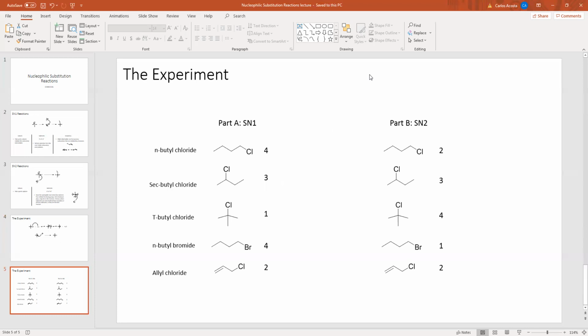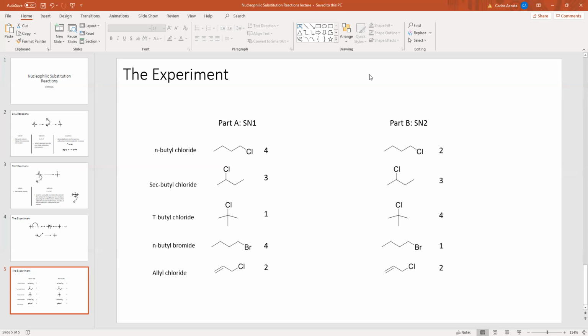Now, in part 2 of the experiment, they compared different types of alkyl halide substrates, 5 different ones to be exact, for both SN1 and SN2 reactions. Now, for part A, when they cover SN1 reactions, what we expect to be the best substrate, the most reactive substrate in this reaction, is T-butyl chloride, because it is a tertiary alkyl halide, which means it makes a tertiary carbocation, which is the most stable carbocation intermediate.